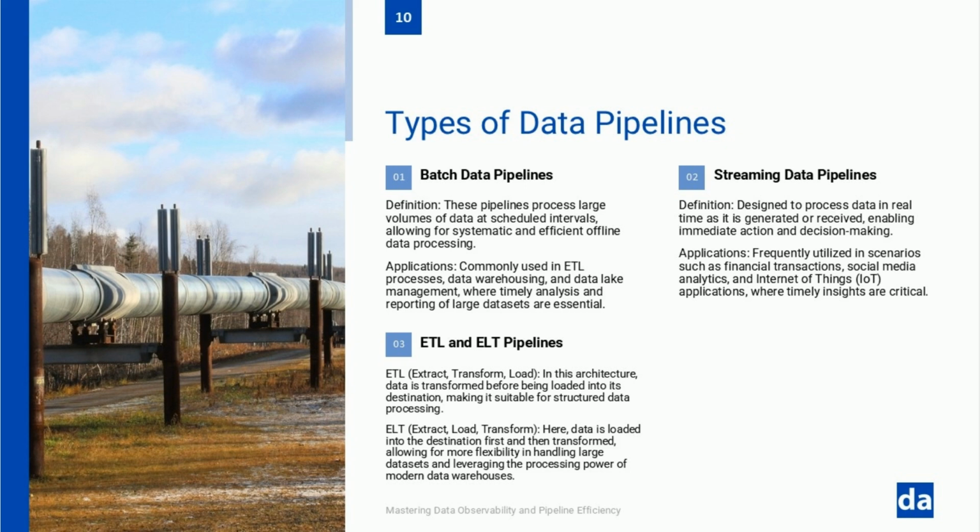3. ETL and ELT pipelines. ETL, extract, transform, load. Here, data is transformed first before it's loaded into its destination. This is ideal for structured data processing and traditional data warehousing. ELT, extract, load, transform. In this method, data is first loaded into the destination, like a data lake, and transformed later. This is better suited for handling large data sets and leveraging the computational power of modern cloud-based systems.